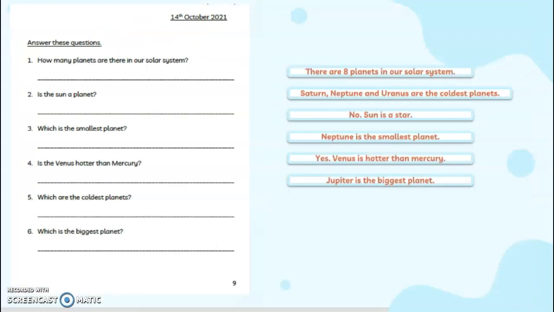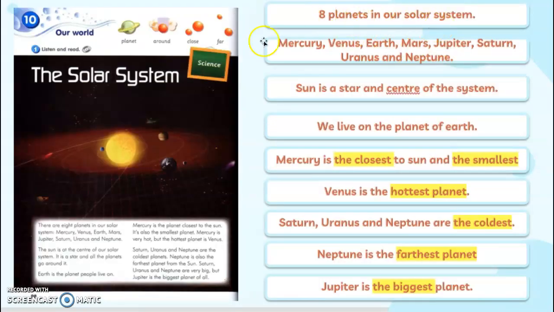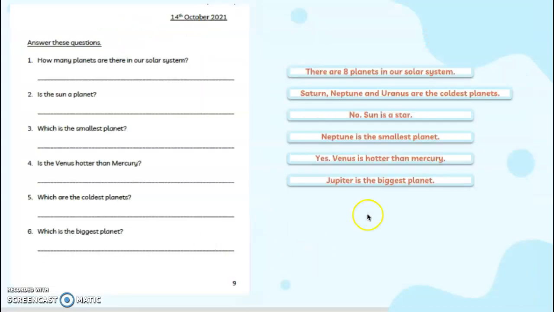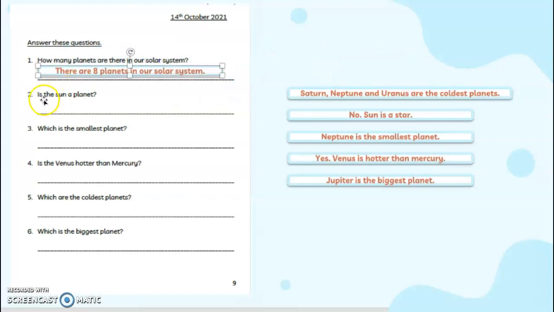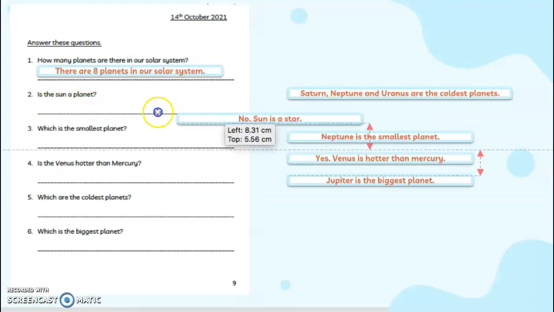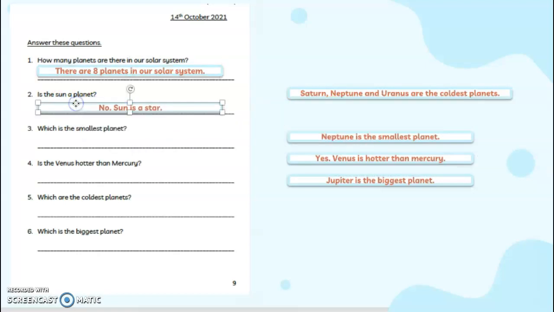Now let's look at the questions that you need to answer. How many planets are there in our solar system? Remember the first point just now, there were 8 planets in our solar system. Just drag it here. Is the sun a planet? No, the sun isn't a planet, it's a star. Which is the smallest planet?